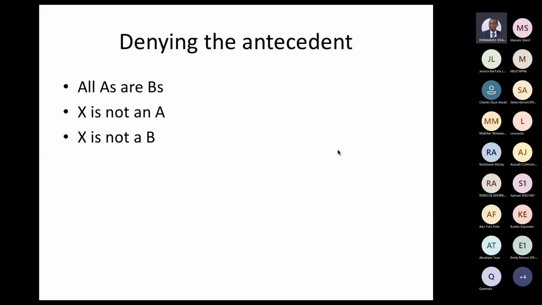Now, denying the antecedent. All A's are B's. X is not an A. That denies the antecedent. Therefore, X is not a B. Now, we will say that this is an argument that denies the antecedent in order to reach its conclusion.